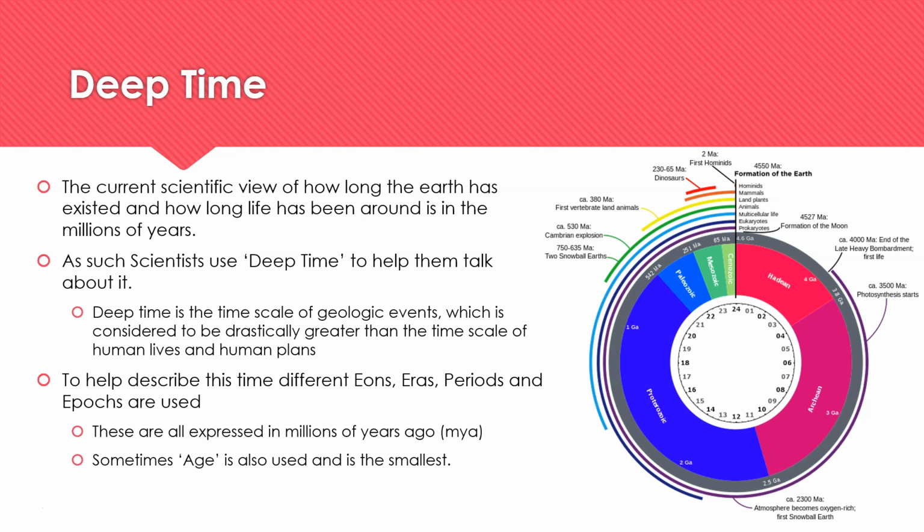So deep time is where we're looking at eons, eras, and periods and epochs. These are terms that we use to describe certain amounts of time, and we often assign them special names to help us refer to them. They're all expressed in millions of years ago, which is represented as MYA. Sometimes you'll also see the term age used. It is the smallest out of those. So eons are the biggest, then eras, then periods and epochs, and then age would be the smallest. And so you can see in the diagram here that we've got some of those shown, and you can see how big this time scale is and how little we think certain things existed for in the grand scheme of things.